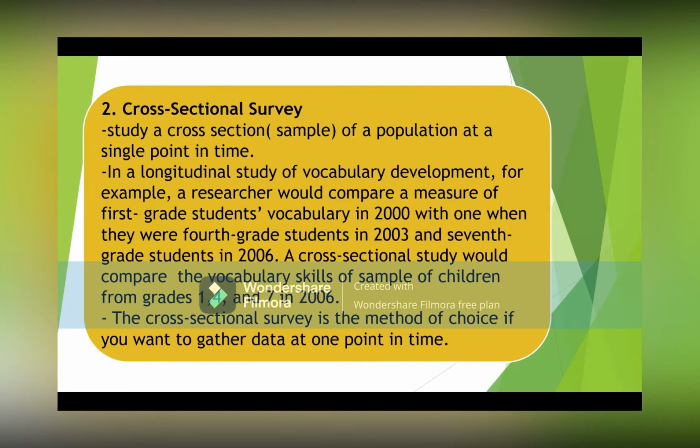Number 2. Cross-sectional survey. Study a cross-section sample of a population at a single point in time. In a longitudinal study of vocabulary development, for example, a researcher would compare a measure of first grade students' vocabulary in 2000 with one when they were 4th grade students in 2003 and 7th grade students in 2006. A cross-sectional study would compare the vocabulary skills of samples of children from grades 1, 4, and 7 in 2006. The cross-sectional survey is the method of choice if you want to gather data at one point in time.